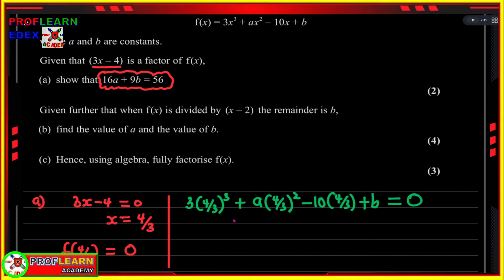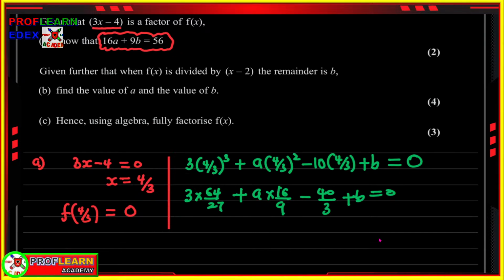(64 over 27), and say this is going to be 3 times 64 over 27 plus a times 16 over 9 minus, if we multiply this, 40 over 3 plus b is equal to 0. 64 over 27 times 3 is going to be 64 over 9, and this is going to be plus 16a over 9 minus 40 over 3 plus b is equal to 0.